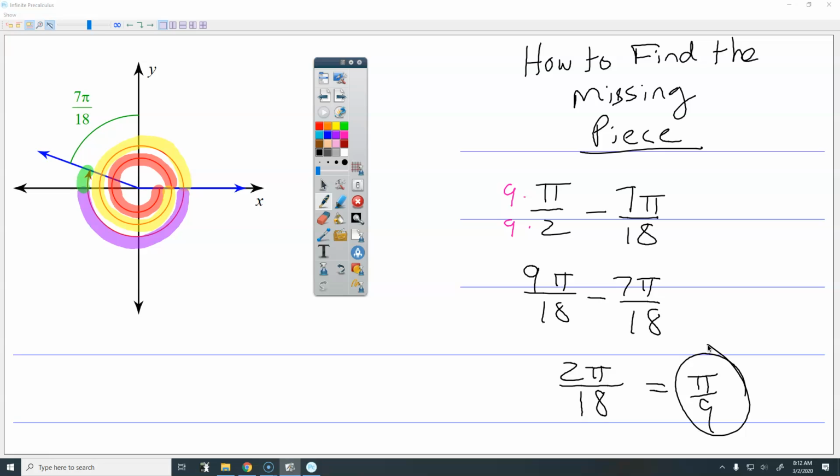Now I shouldn't circle that because that's not our final answer, right? That's my missing piece, pi over 9. So when you have a missing piece, you're going to subtract it from pi over 2. Sometimes you have a missing piece for a half circle, then you subtract it from pi. Or remember when we had degrees, if you had a missing piece from 180, you would subtract it from 180. So feel free to think your way through those. But in any event, we're ready to actually start calculating these things now.